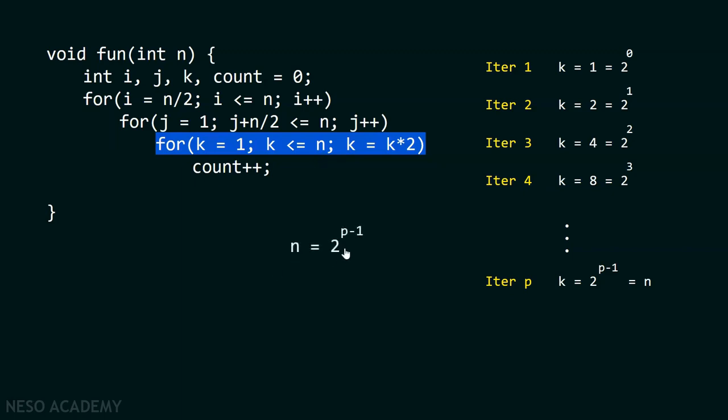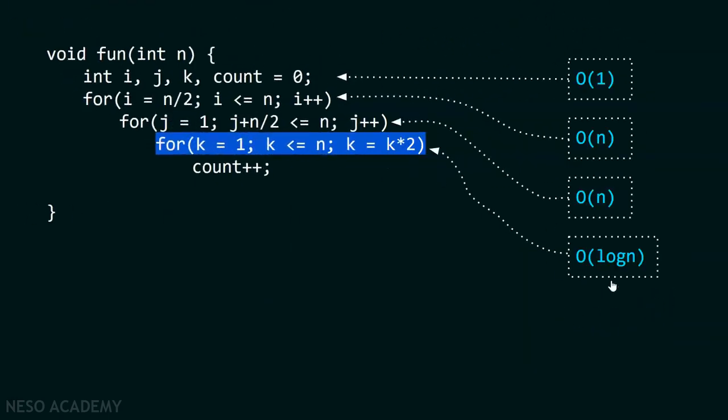I can say that 2 to the power p minus 1 is equal to n, or n is equal to 2 to the power p minus 1 without any problem. I can take log on both sides. This will become p minus 1 equal to log n base 2. I can write this as p equals log n base 2 plus 1, which is equal to big O of log n. I can eliminate this constant. So I can say that the time complexity for this loop is big O of log n.